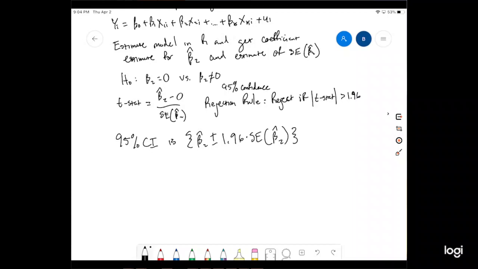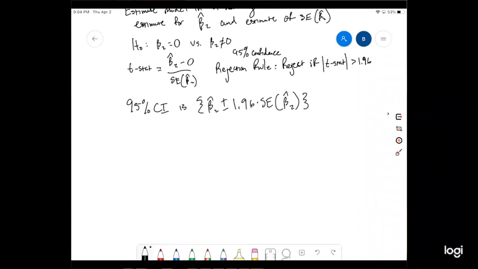The p-value also has not changed, so we can write down the p-value from before. It equals 2 times the z-table value of the negative of the absolute value of the t-stat. So the nice thing is, as long as the least squares assumptions hold, we can apply the same tests as we had before in the single variable model.